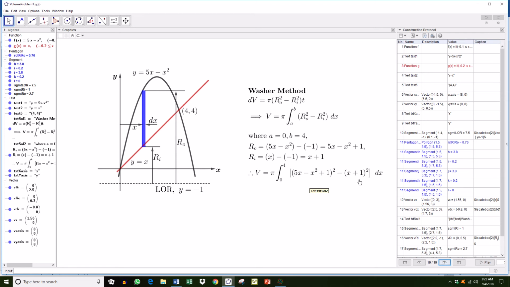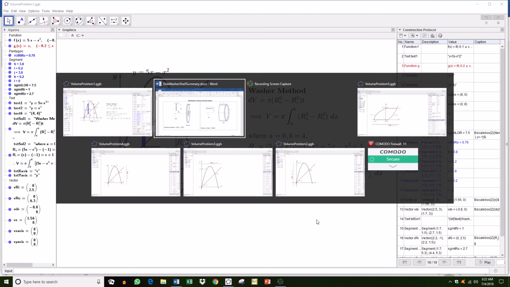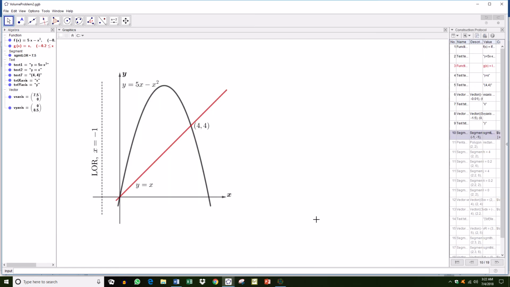Okay. The next, problem 2. There we go. So problem 2. What? It looks the same. Kinda. For the most part, it looks the same. But the small difference is now the line of revolution is over here.